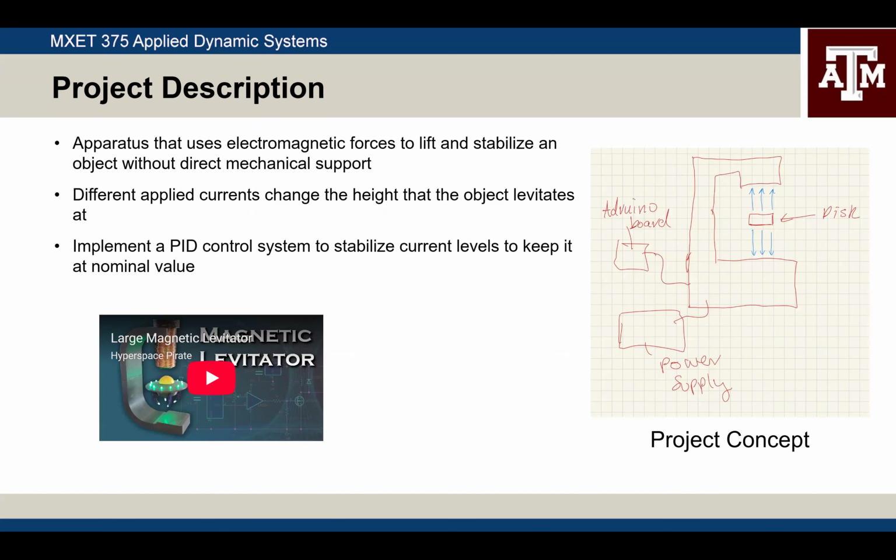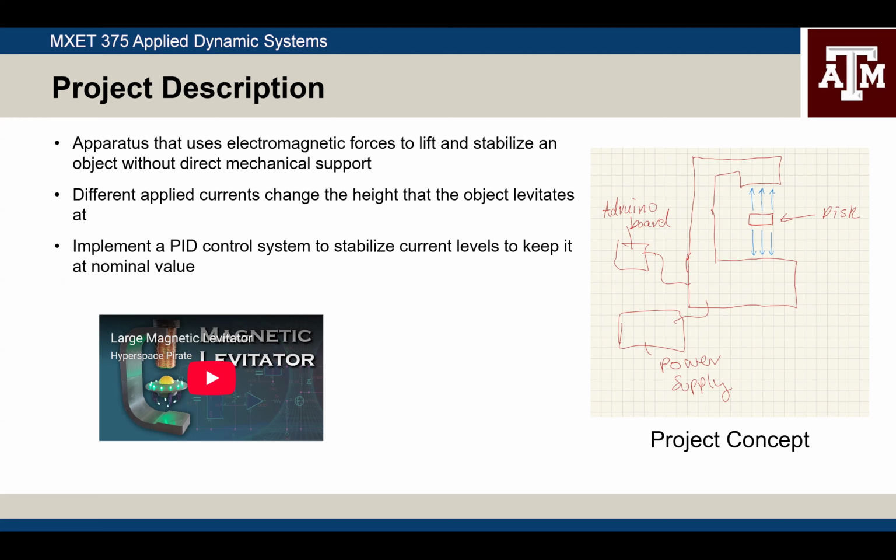Our magnetic levitation system is designed to suspend a small magnetic object, like a disk, in midair using only electromagnetic forces. There's no physical support keeping it in place, which makes it an unstable system by nature. To accomplish this, we'll apply varying levels of current to an electromagnet. This current creates a magnetic field, and as it increases or decreases, it affects the vertical force acting on the object. The trick is maintaining just the right amount of force at any moment.